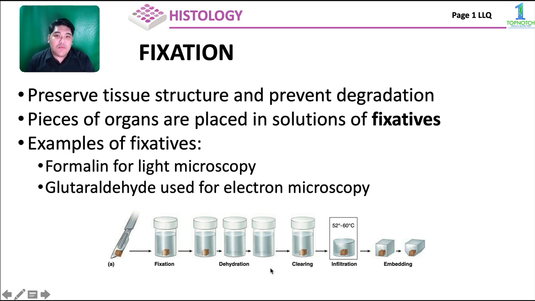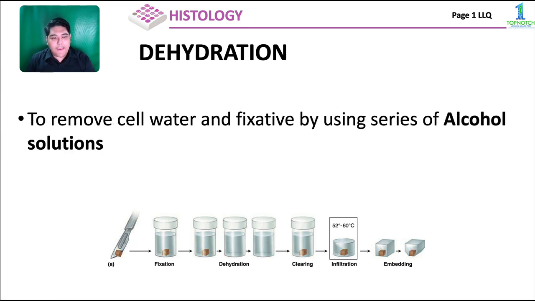And yung mga fixatives na common na ginagamit is your formalin, and this is for light microscopy. While your glutaraldehyde naman is used for electron microscopy. So again, fixatives, we have formalin and glutaraldehyde. Now, next step is dehydration. We remove cell water and the fixative by using a series of alcohol solutions. Usually, pataas ang concentration niyan, beginning with 60-70% until ma-reach natin yung 100% ethanol. Okay? Why do we do dehydration? In order to remove the cell water and the fixative, depending kung anong ginamit, formalin or glutaraldehyde.